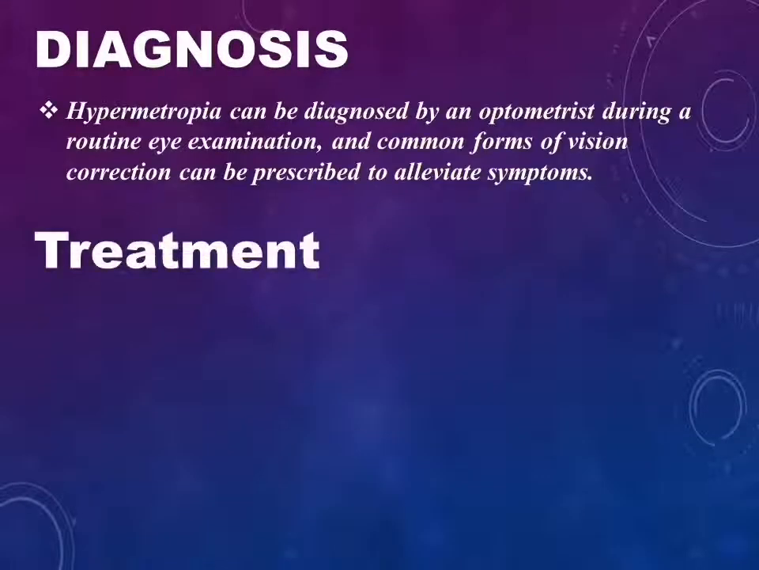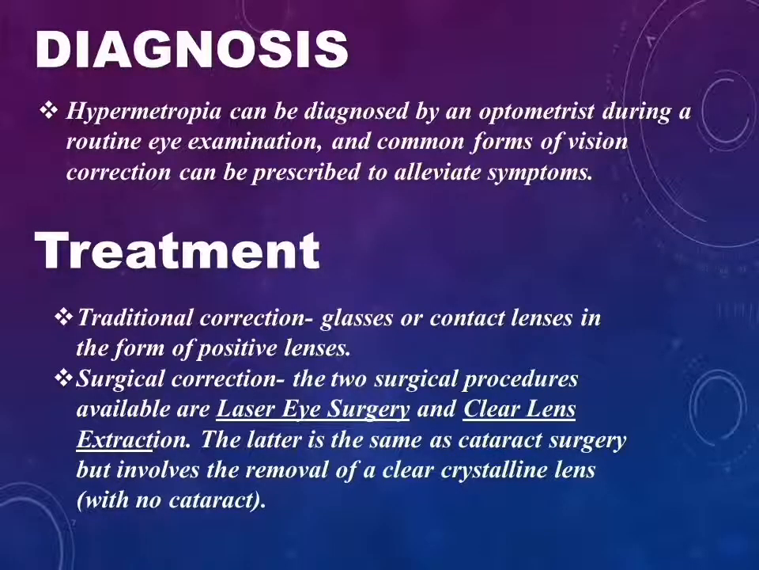Traditional correction: glasses or contact lenses in the form of positive lenses. Surgical correction: the two surgical procedures available are laser eye surgery and clear lens extraction.